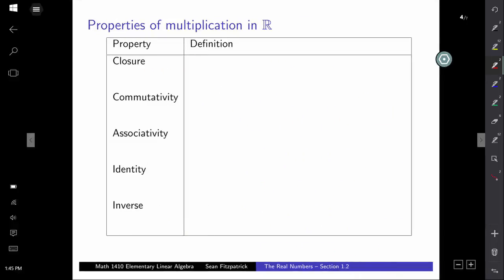Okay. Now, of course, we can consider similar properties for multiplication. The closure property, once again, simply says that the product of any two real numbers is, again, a real number. So a times b is going to be a real number. Usually when we're working with variables like this, we just indicate a product by writing two numbers one next to the other.